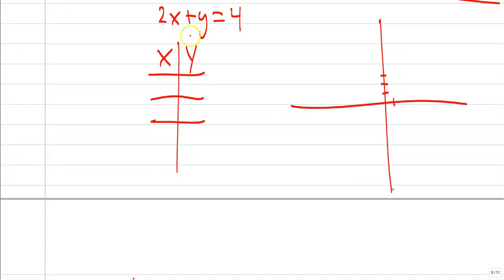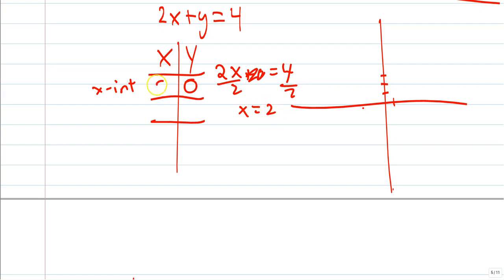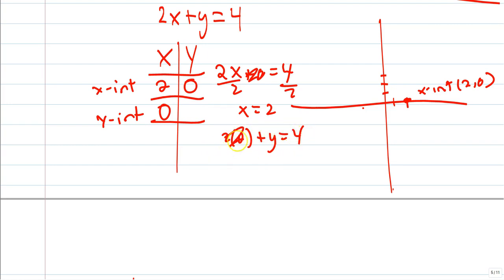Let's try another one. Let's go ahead and start with the x-intercept. Remember the x-intercept is where y equals 0. So I'm going to go to this equation and stick a 0 in place of y. Divide by the 2. x equals 2. There's a point. 2, 0. That would be the x-intercept. The y-intercept, where x equals 0, 2 times 0 plus y equals 4, y equals 4. 0, 4, that would be the y-intercept.